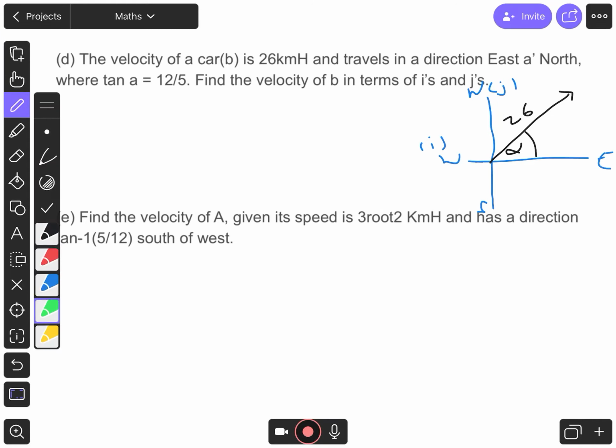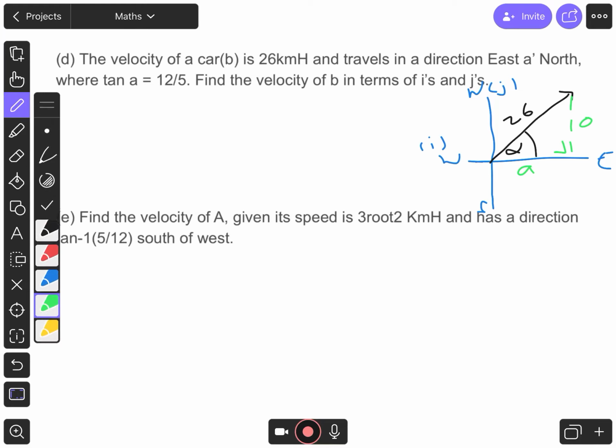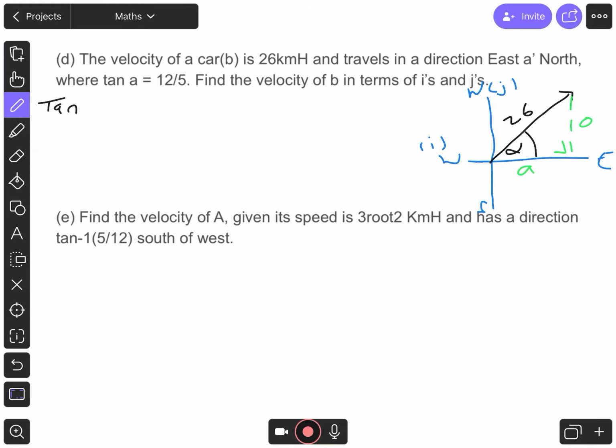And I'm doing the same thing. I am resolving that vector with my 90 degrees. There's my opposite, there's my adjacent. The only thing that they have told me extra here is that tan of A is equal to 12 over 5. Make that a bit clearer.